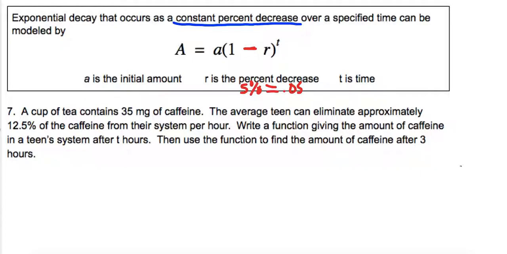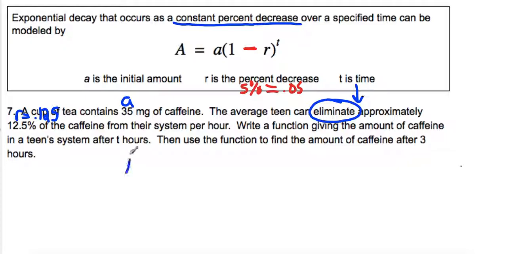A cup of tea contains 35 milligrams of caffeine. That's how much we're starting with, that is our small a. The average teen can eliminate approximately 12.5% of the caffeine from their system per hour. That's our rate, which of course we have to rewrite as 0.125. And notice we are eliminating, which means we're decreasing. The amount of caffeine in your body is going down, so this is a decay function. So we want to write a function giving the amount of caffeine in a teen's system after t hours, and then use it to find the amount of caffeine after 3 hours.